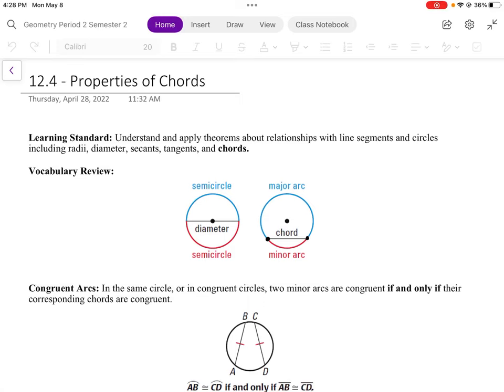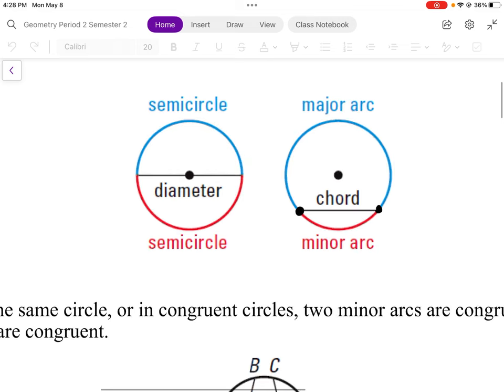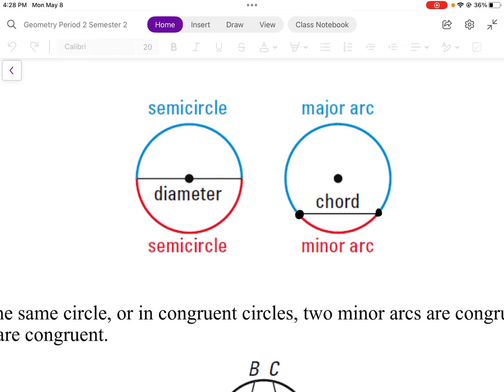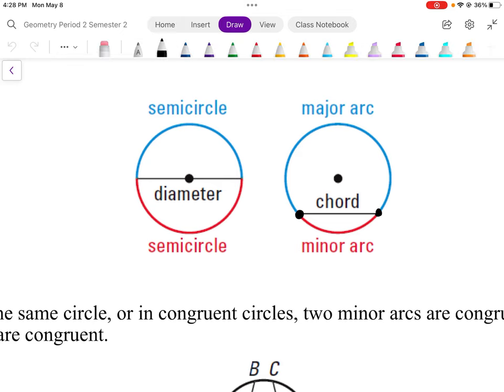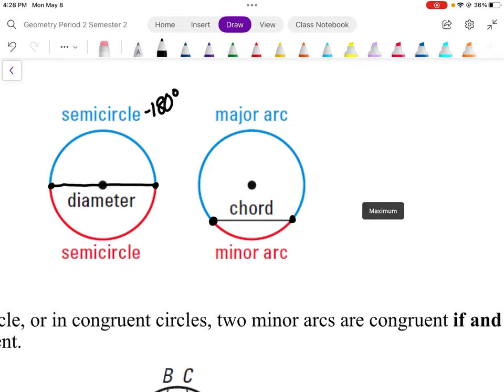For 12.4, we're going to go over properties of chords. To start off, just a little bit of review for vocabulary. If you have a semicircle, remember the measure of that one is 180 degrees. And then a diameter is connecting or cutting off a semicircle, and it has to go through the center.